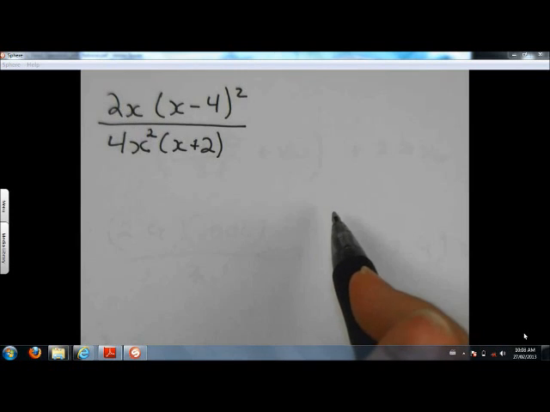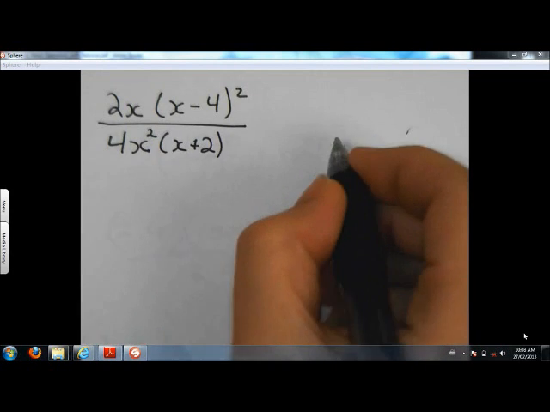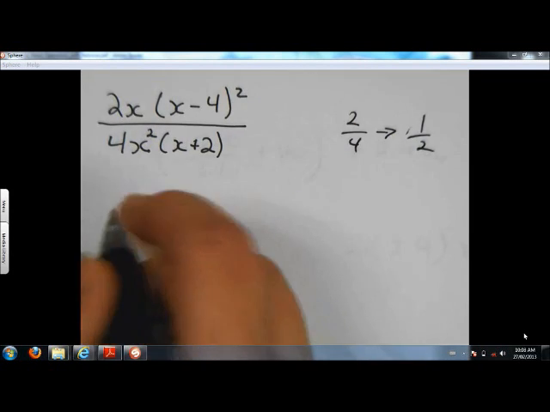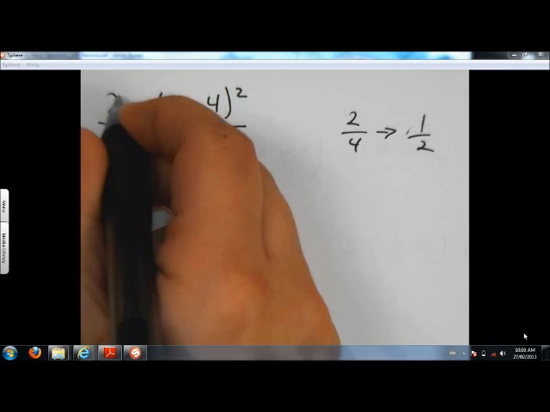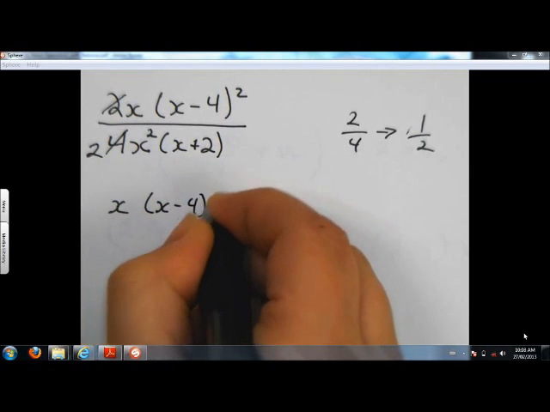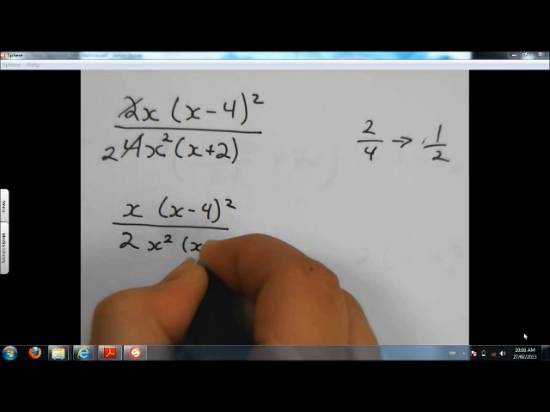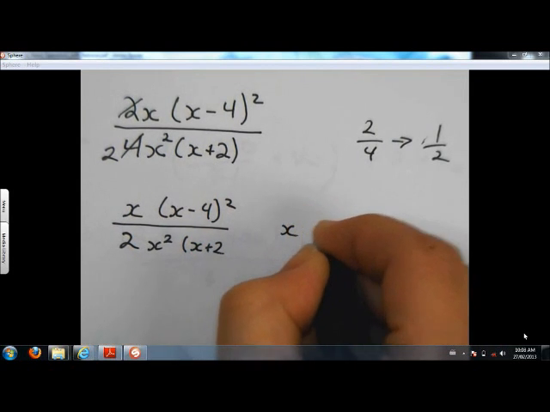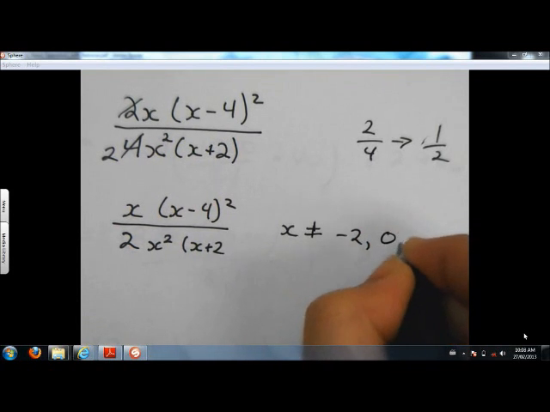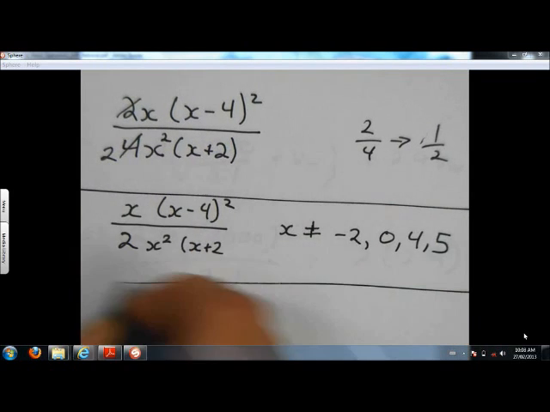I just realized a really little mistake. If you look at 2 over 4, think of it as a fraction. 2 over 4, well, that's the same as 1 over 2. That's really what lowest terms is. That's what this should look like. This 2 and that 4 is going to get replaced. X minus 4 squared over 2 x squared, x plus 2. The restrictions remain x cannot equal negative 2, 0, 4, 5. And that's the simplified with restrictions form.